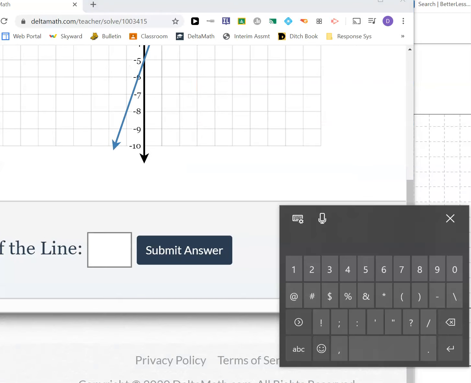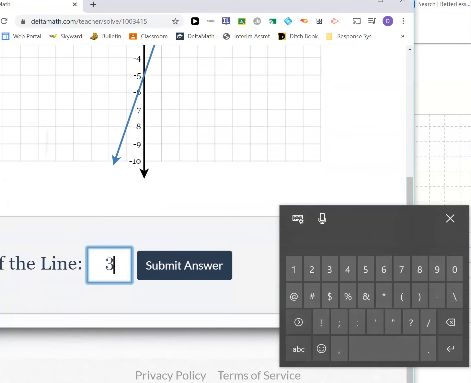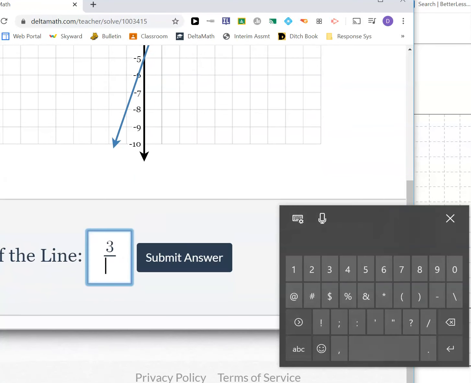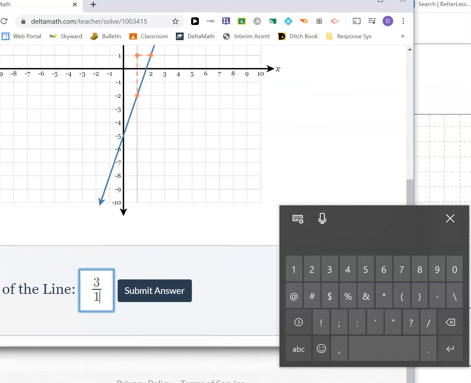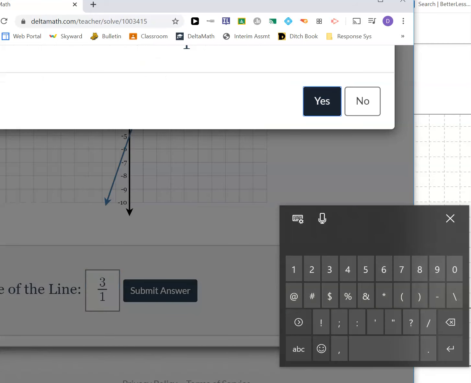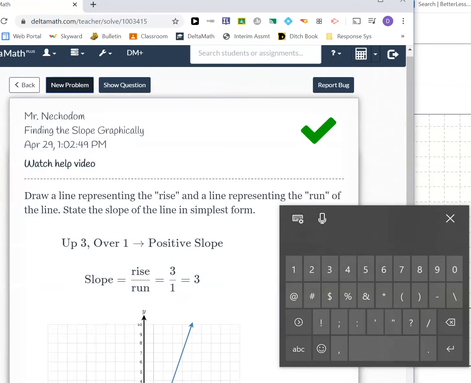Okay, I paused and got a little keyboard here, so now I can type in the rise, which was 3. Check that. Yep, rise was 3, and divided by the run, which is 1. Okay. Now, you might be thinking, do I really need to put in 3 divided by 1, since 3 divided by 1 is just 3? And actually, no, you don't. I think you can still submit that answer, and let's see what it says. But yeah, you're good to go with that.